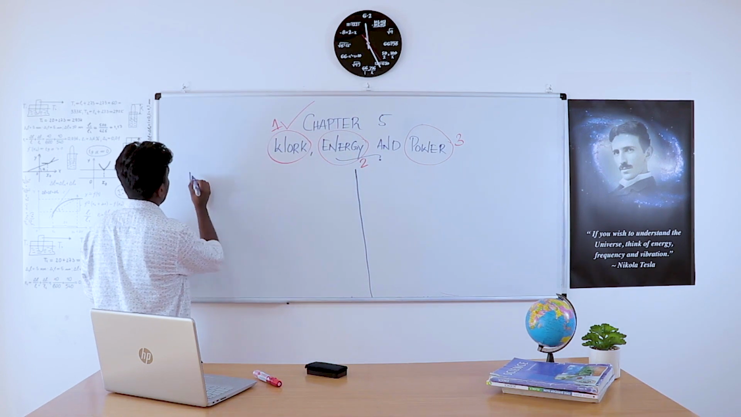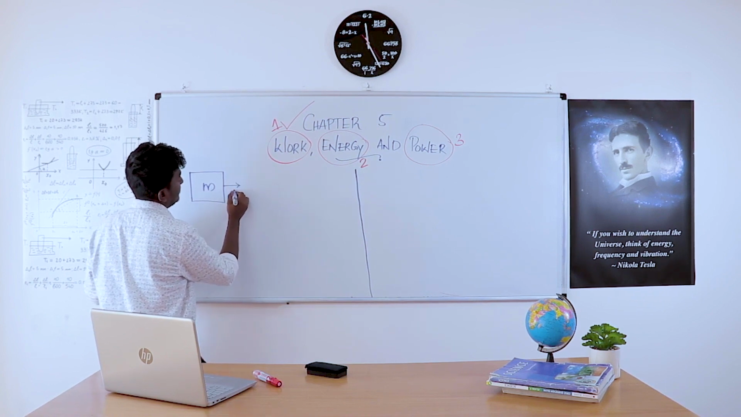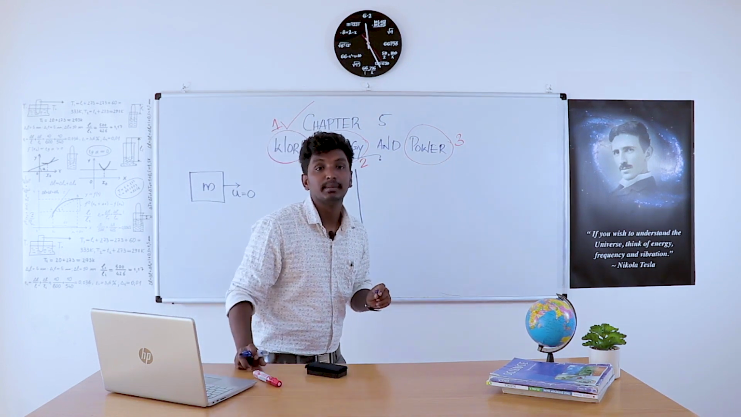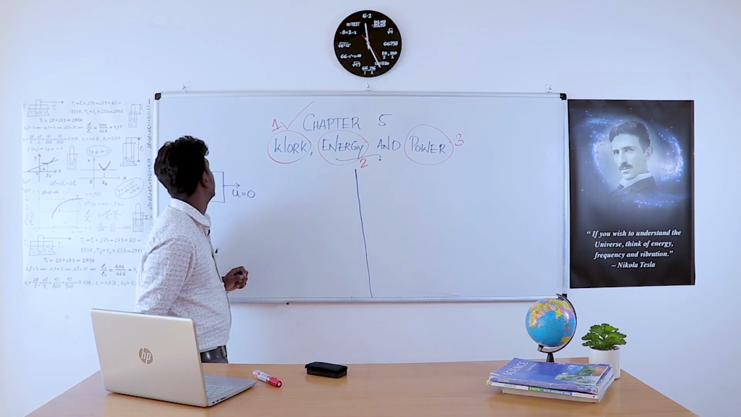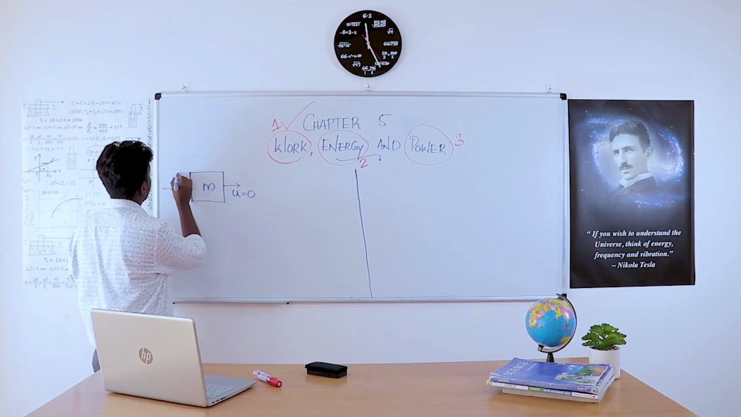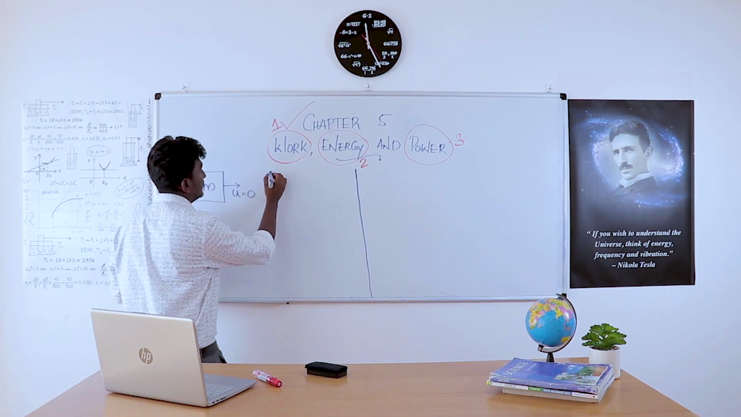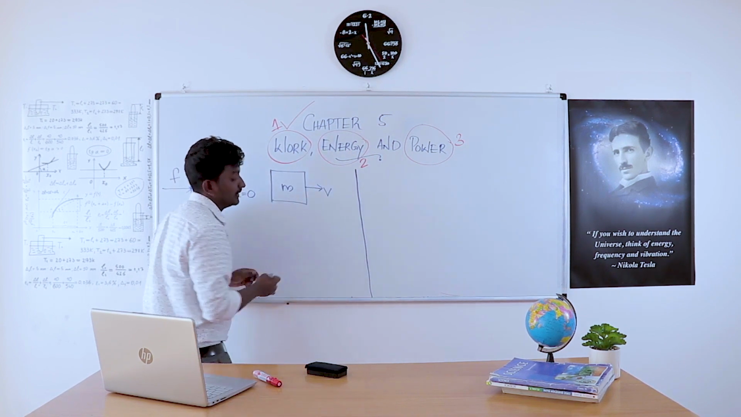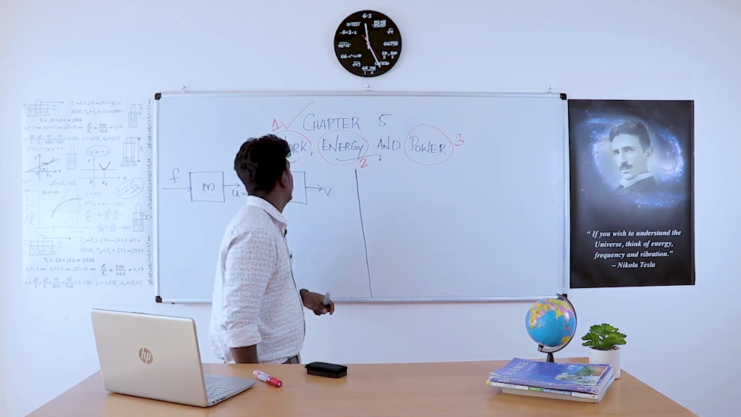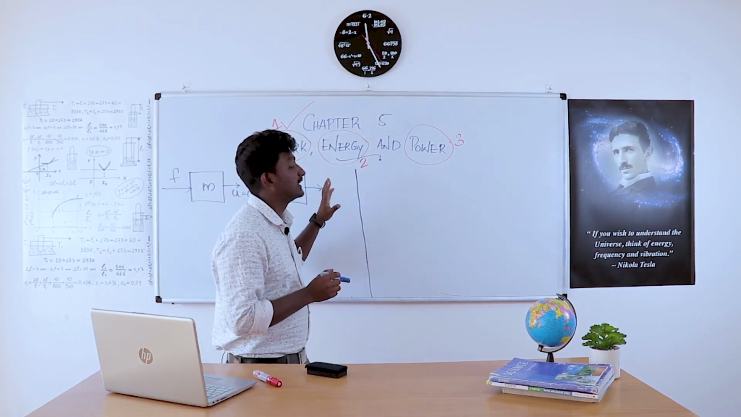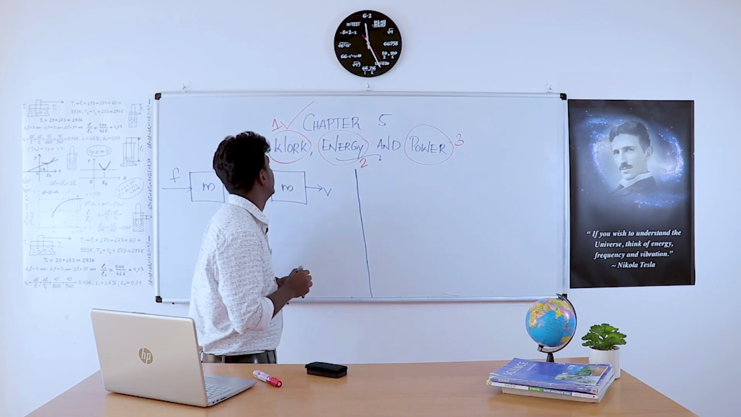Consider an object of mass m initially at rest. Initially at rest means the initial velocity of the object is 0. When a force F is applied to the body, the object will move with a velocity v. This is the condition we require for deriving half mv square, which is the equation for kinetic energy.